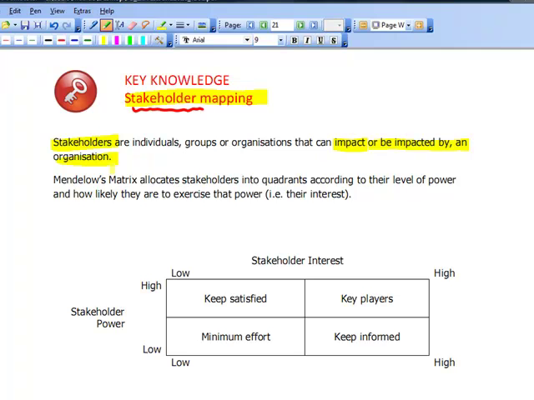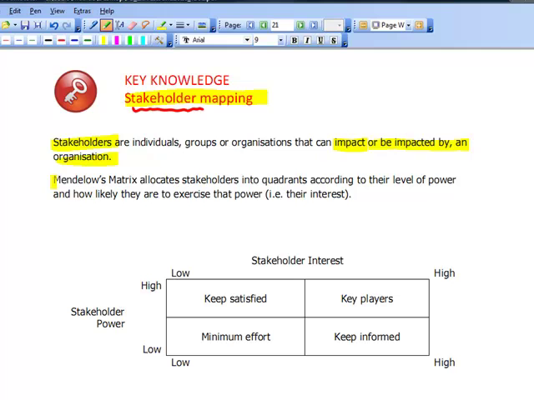So if we go back to some of the earlier videos we looked at, and for example the rational model, remember the rational model, the first stage of the rational model was analysis. We then had analysis followed by choice followed by implementation. If we're looking within the analysis stage, then really one of the first things we should be asking ourselves is who are our stakeholders and who are our key stakeholders.